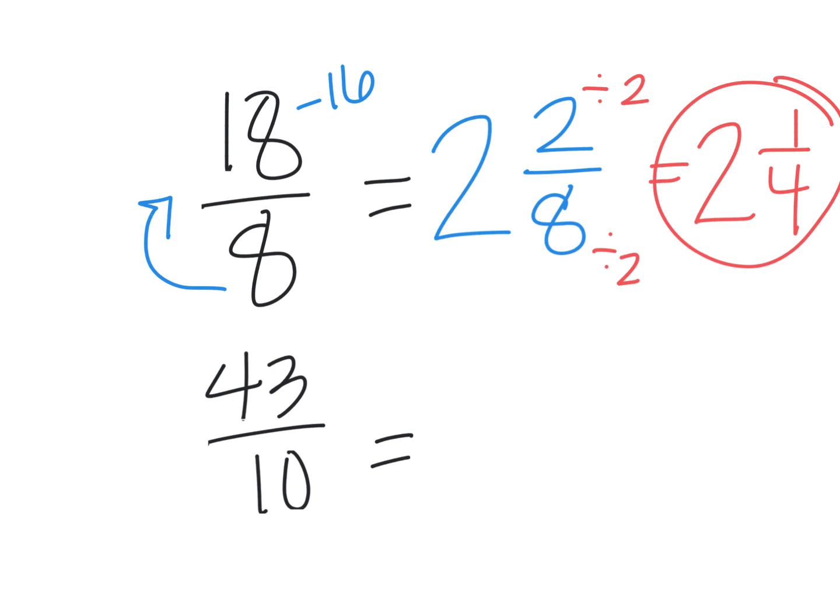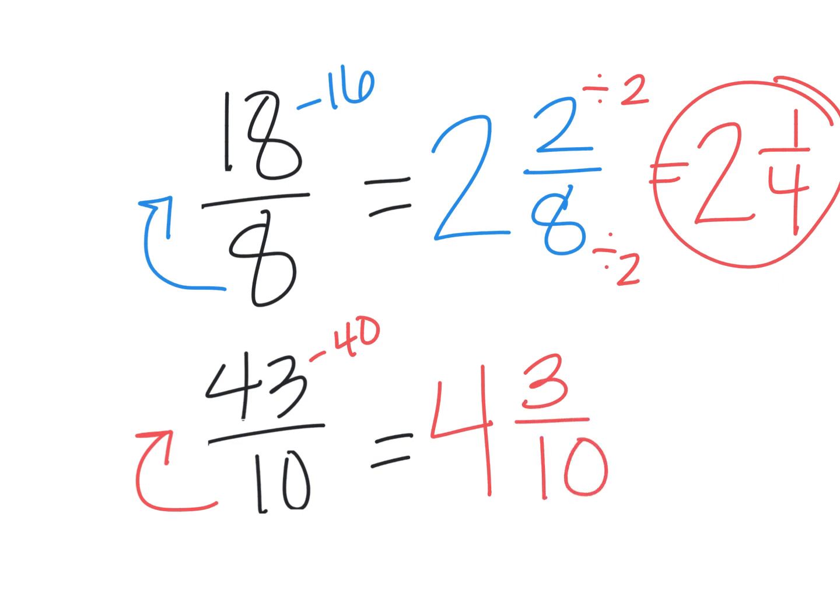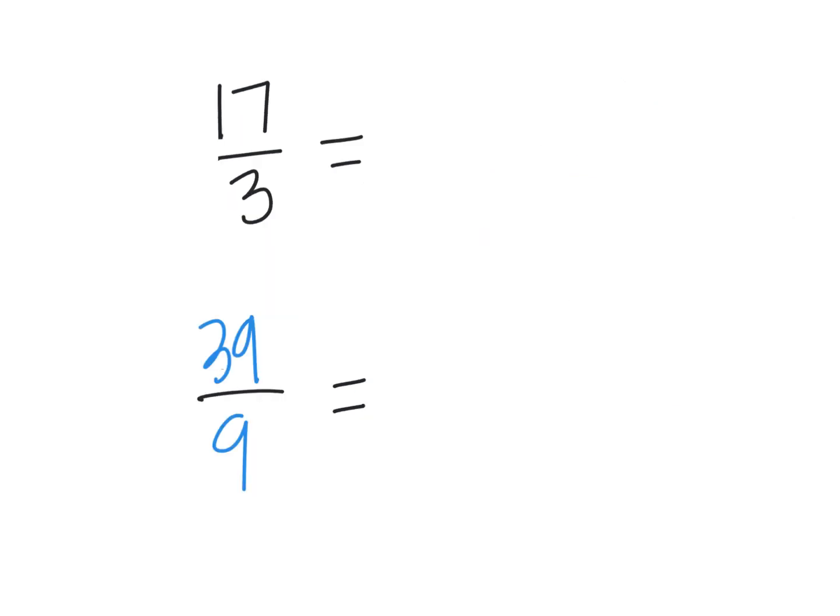43 tenths. Again, I ask myself, how many full times does 10 go into 43? I know that 10 times 4 is 40. So then I would do 43 minus 40, and I would get 3. Keep the denominator the same. 3 tenths already is in simplest form, so my answer would be 4 and 3 tenths. Pause the video and try these on your own and then come back and check your answer.